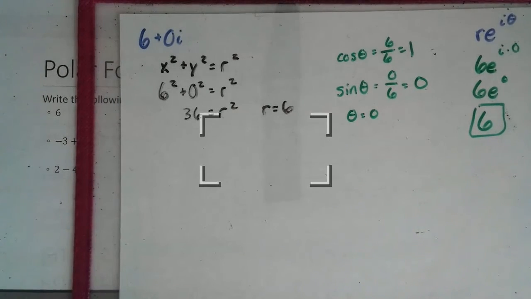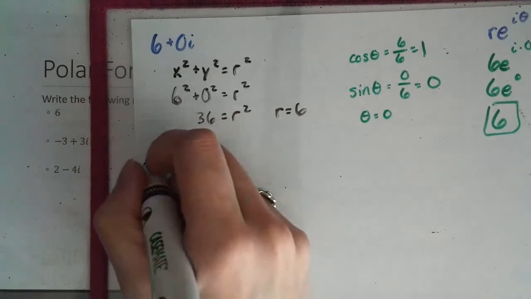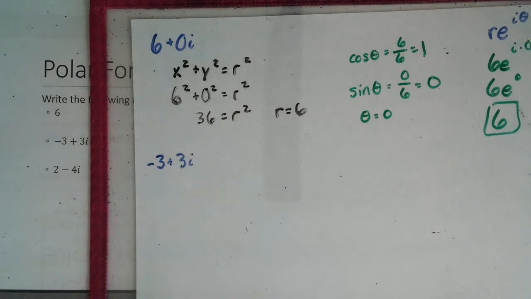And you might be saying to yourself, well, that's silly. It might seem silly, but let's try another one so that we can see how this looks when we have both a real value and an imaginary value. So next we're going to look at negative 3 plus 3i. We're going to follow the exact same steps.